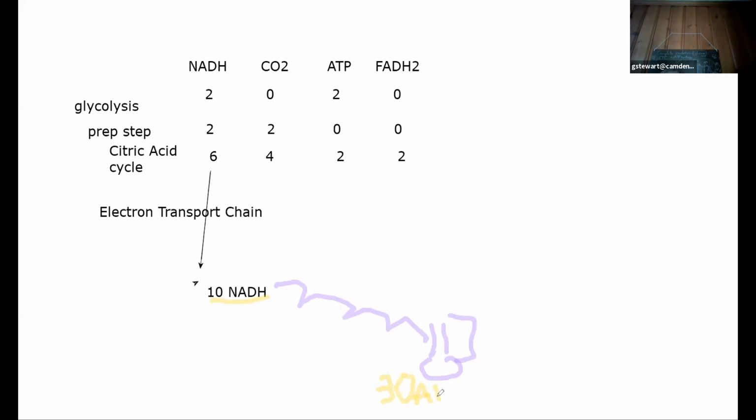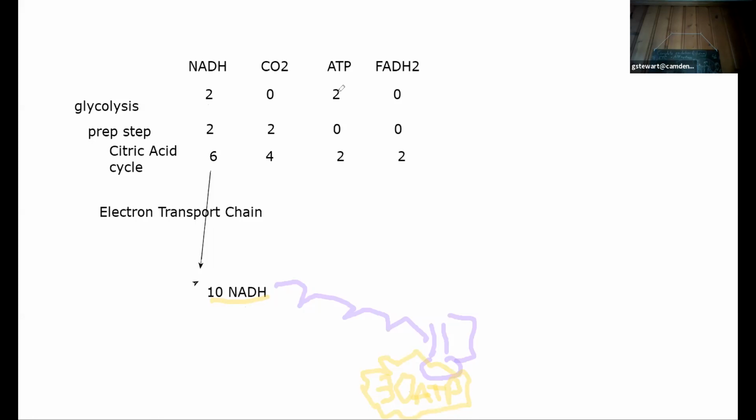This yellow is not as bright as I would like, but it is what it is. And I'm going to try to draw my happy yellow sun around there. So just from the NADHs, collected up from glycolysis, the prep step, and the citric acid cycle, I have 10 NADHs, and that's enough to produce 30 ATP.